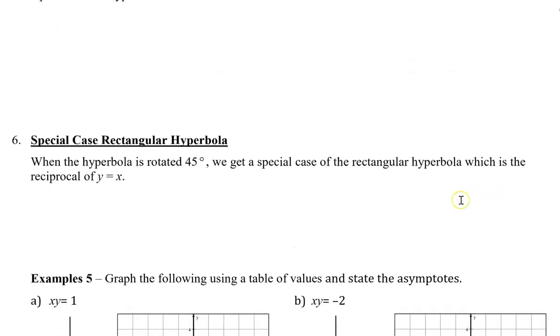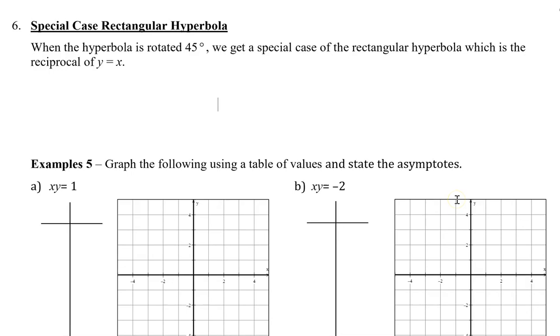Lastly, I want to show you a special case rectangular hyperbola. So when I take the hyperbola and I rotate it 45 degrees, we get the special case of the rectangular hyperbola, which is the reciprocal of y equals x. And the reciprocal is y equals 1 over x, if you recall from before. I would multiply both sides by x, so therefore I get x times y equal to 1. Or generally, I can say that x times y is equal to k, where k is an integer.